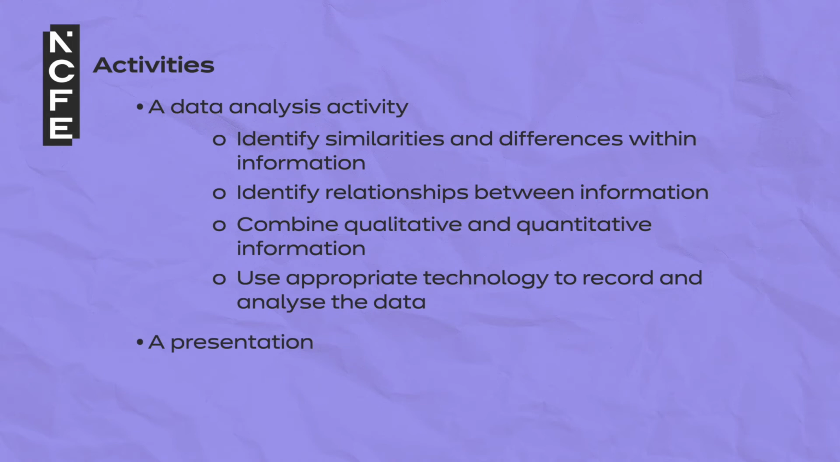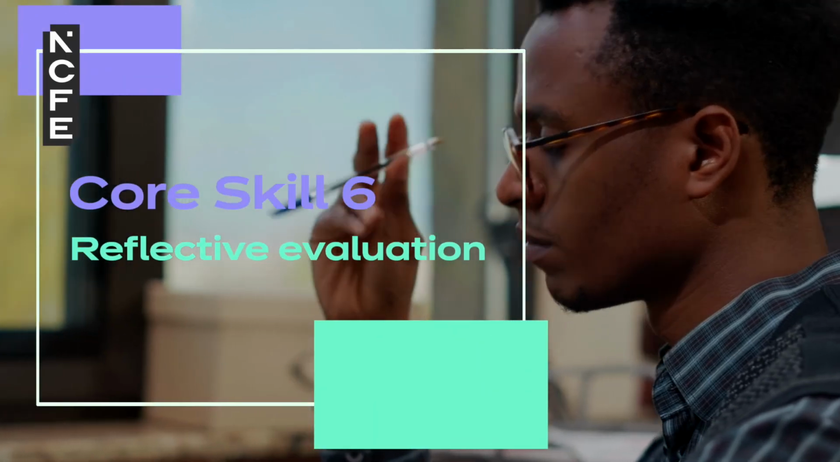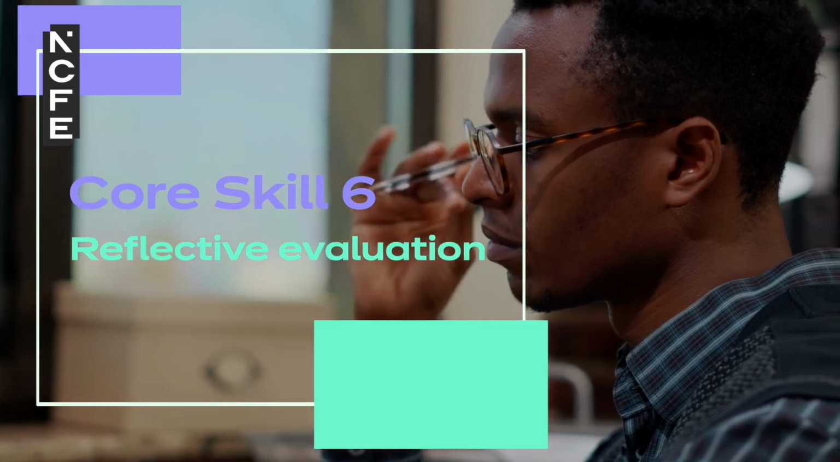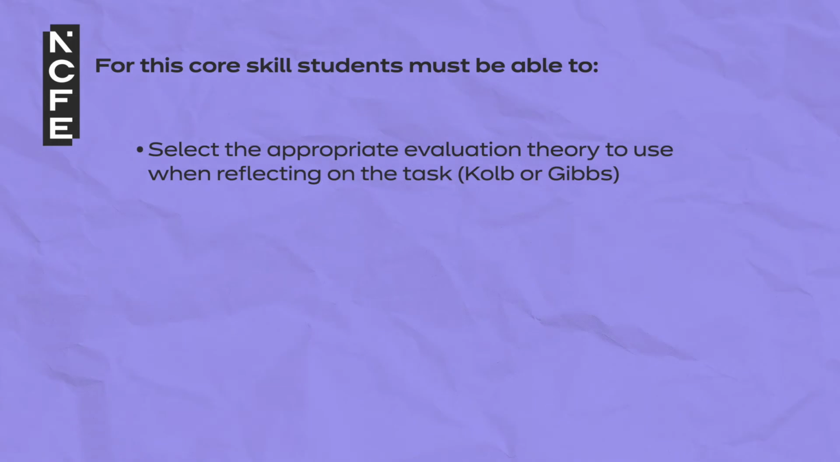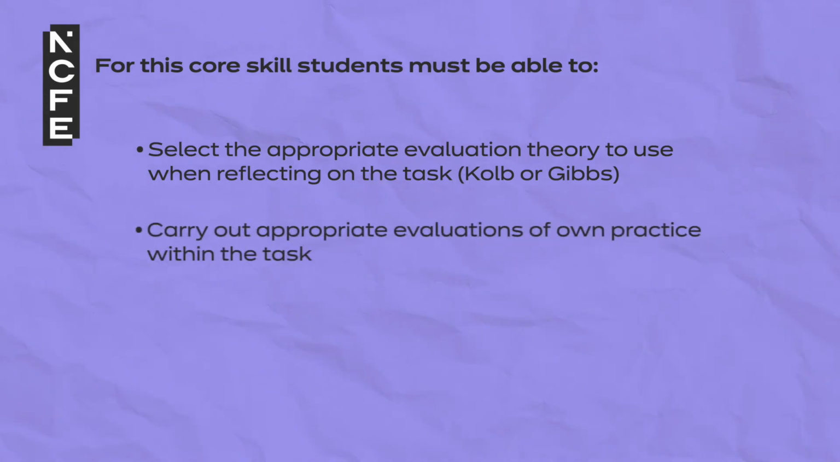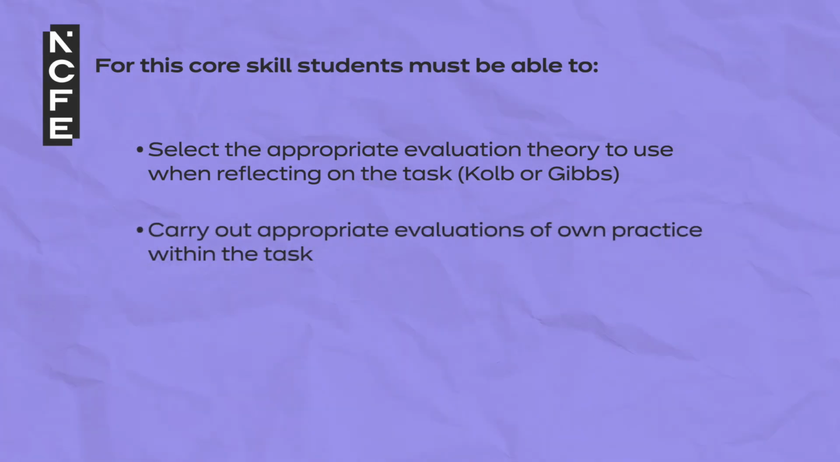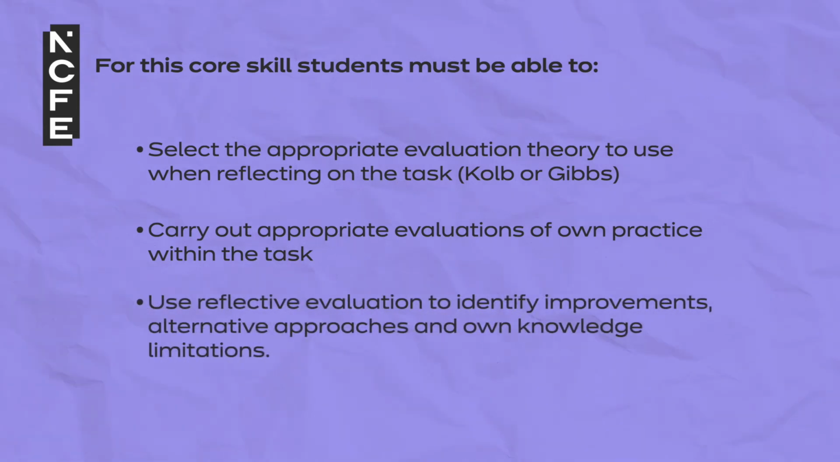A presentation. Students could present conclusions from the analysis undertaken to a tutor who takes on the role of a senior healthcare science professional using graphics and other tools to aid understanding. Core Skill 6, Reflective Evaluation. For this core skill, students must be able to select the appropriate evaluation theory to use when reflecting on the task, Kolb or Gibbs, carry out appropriate evaluations of own practice within the task, use reflective evaluation to identify improvements, alternative approaches and knowledge limitations.